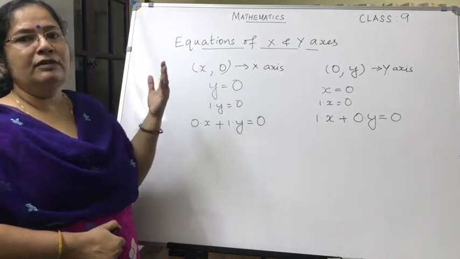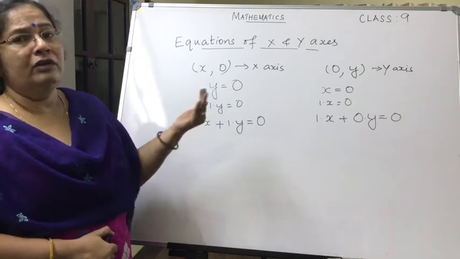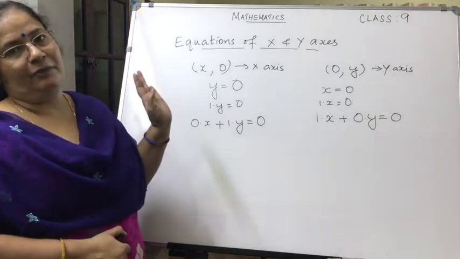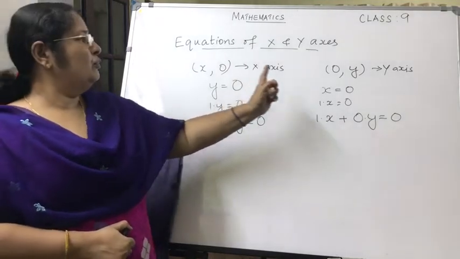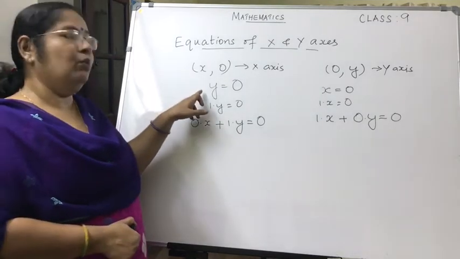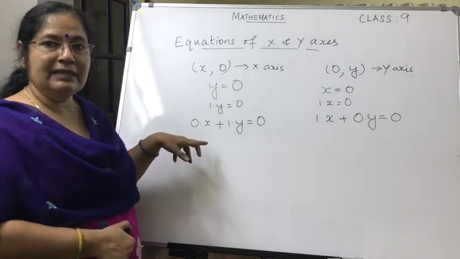And for the y-axis it will be x equal to 0. Then you know y equal to 0 means it is 1 into y. So, what will it be in two variables? 0 into x plus 1 into y equals 0. So, understood how to form the equations for the x and y axis both in one variable and two variables.